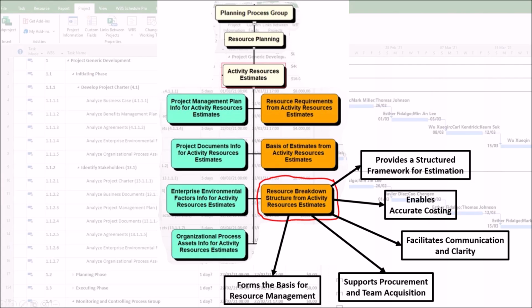5. Forms the basis for resource management. The resource breakdown structure becomes the master list of resources for the project. It is a key input for developing the resource management plan and is used throughout the project to track resource allocation and utilization.